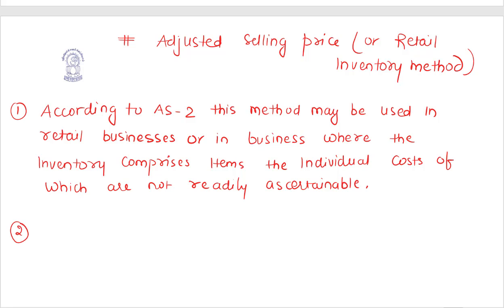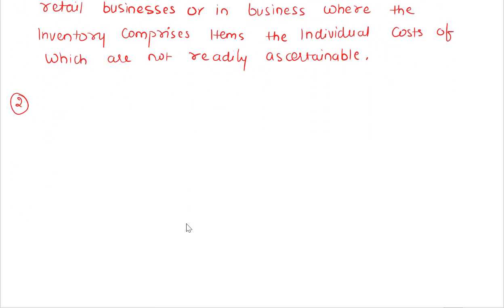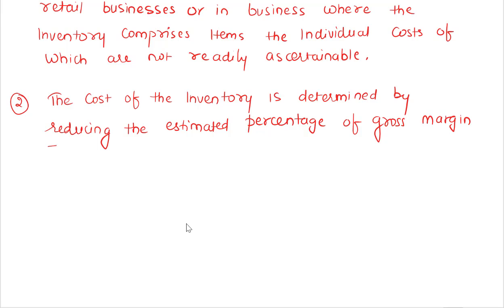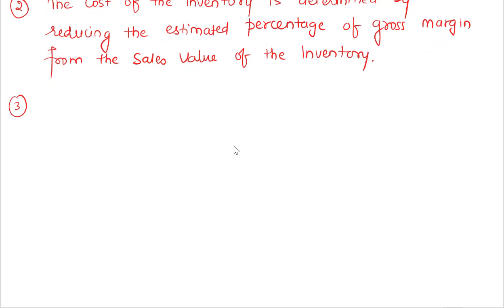Let us write point number 2. The cost of the inventory is determined by reducing the estimated percentage of gross margin from the sales value of the inventory. Next point.